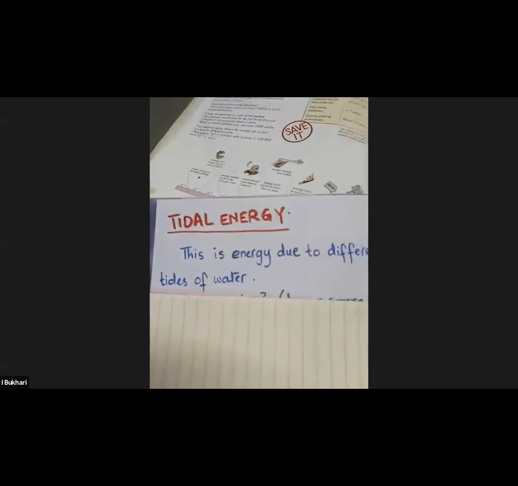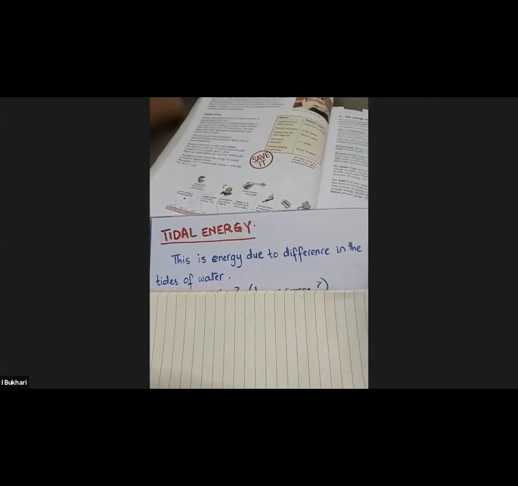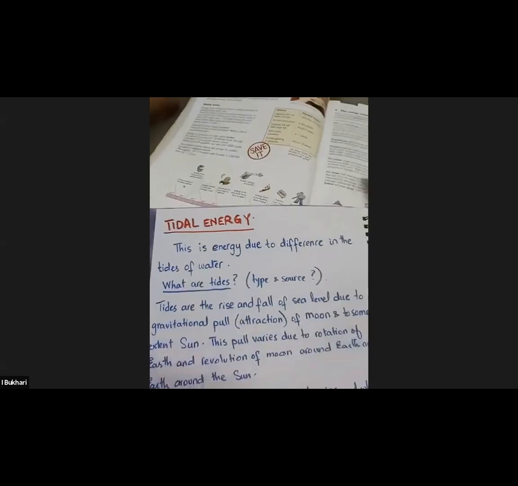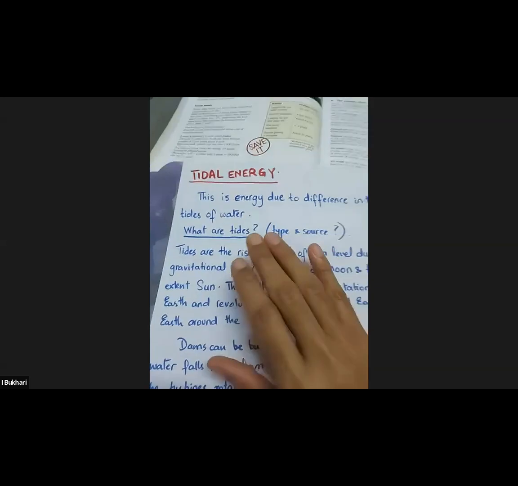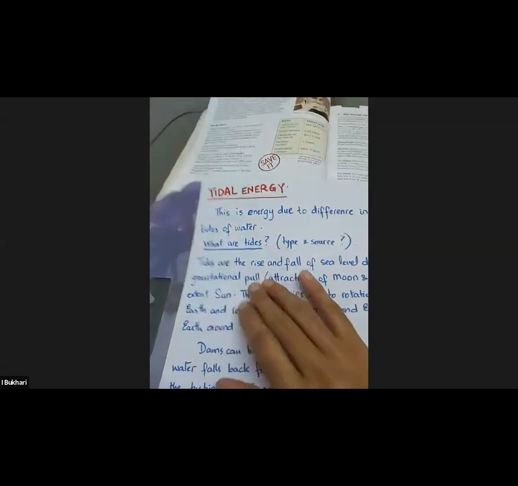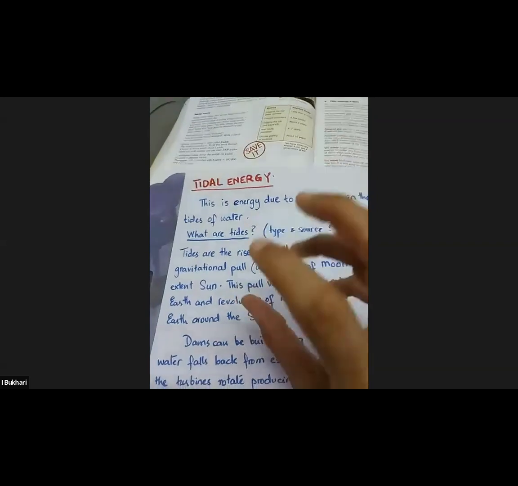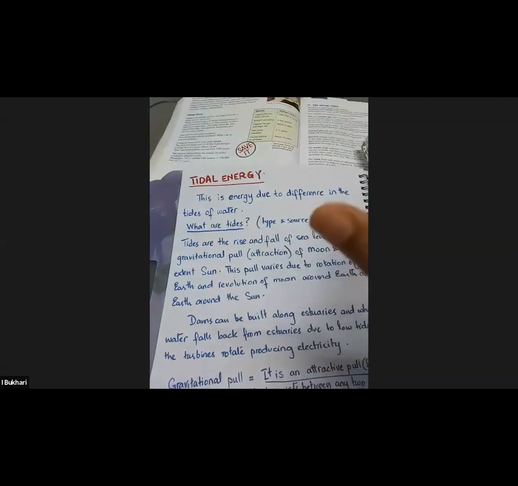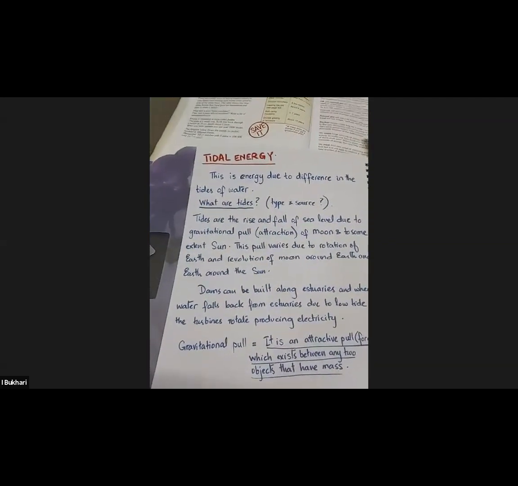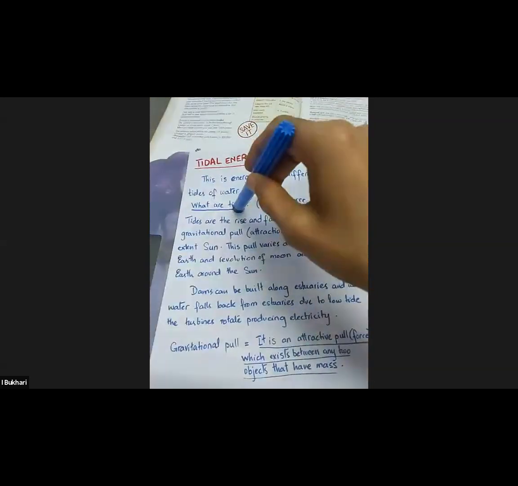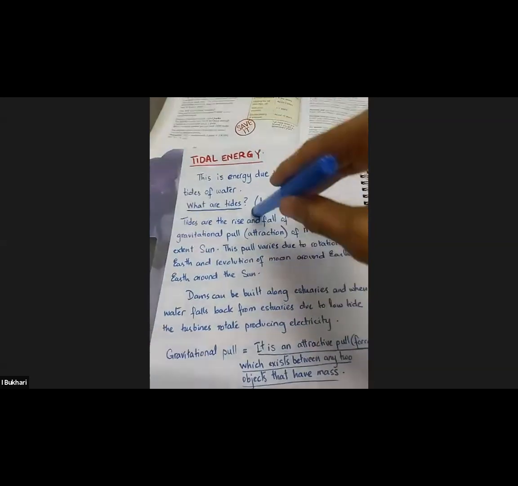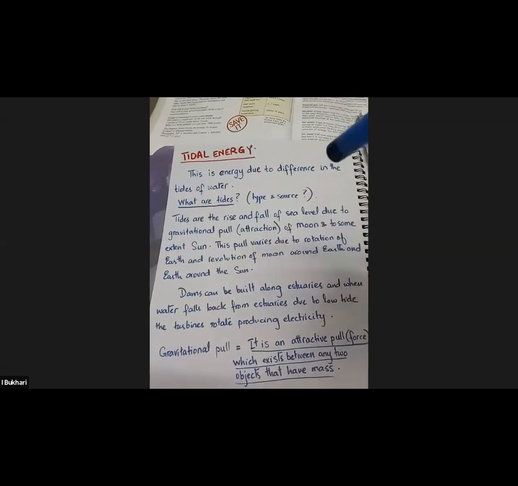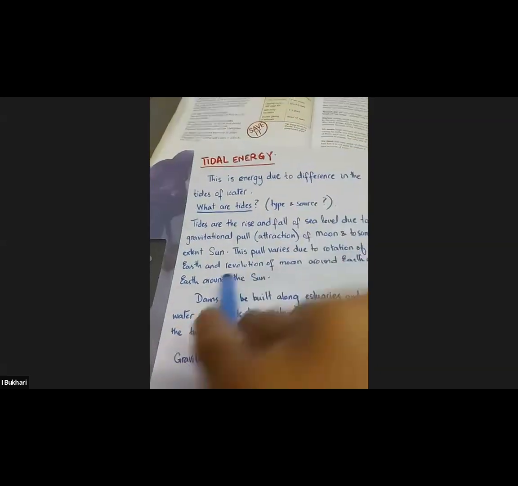Let me talk about tidal energy. This tidal energy is the energy due to differences in the tides of water. What are tides? Yes, Aisha, you are correct. It is due to the moon. Well, it is also due to the sun, but primarily it is due to the moon. It is due to the attraction between the moon and the earth. Remember, you may not have done this before, but any two bodies that have mass tend to attract each other. That attraction is called the gravitational pull.